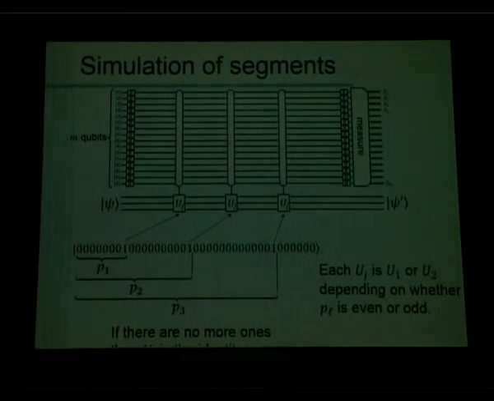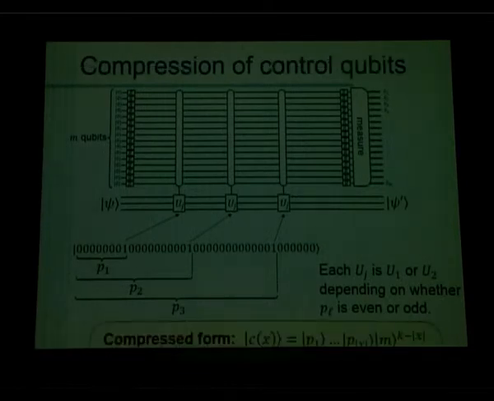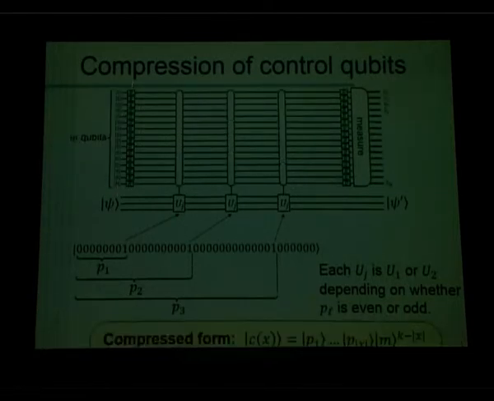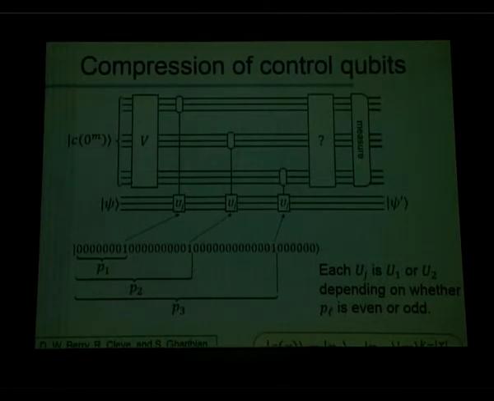So the next thing we want to do is actually do a compression of the control qubits. So the idea is, for these control qubits, you just store the positions where the 1s are. So if you do that, you can essentially rewrite it in this form. So this controlled operation is just controlled on the position of the first one, this is controlled on the position of the second one, and so forth. And it turns out that there's an easy way of preparing the initial state here.